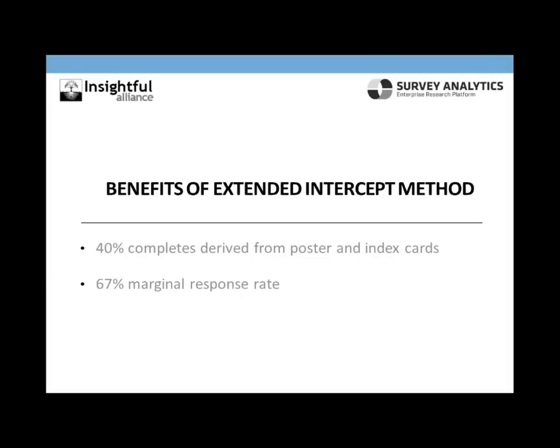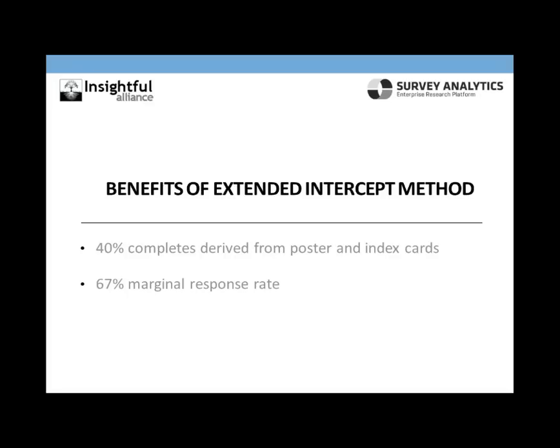So, I just established that our ultimate goal with this extended intercept method was to extend our reach beyond the people that we were successfully able to interview in the booth. Given that that was the goal, the ultimate question is, were we able to do that? Were we able to extend our reach to these other people? And did they ultimately complete surveys? And the numbers that we generated, I think, speak for themselves.